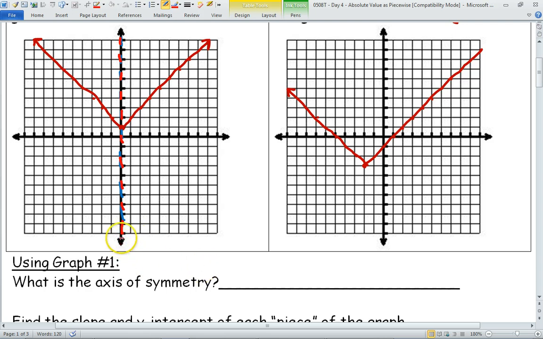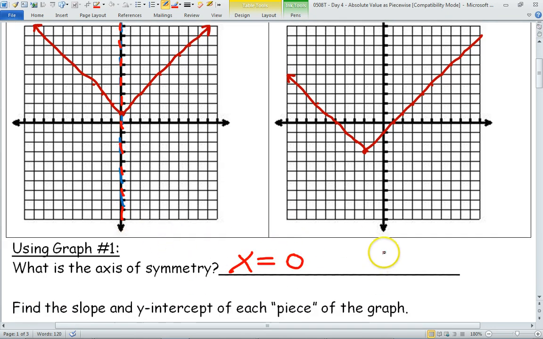Now, how do we name a vertical line, class? Can you give me the equation of this vertical line? Is it x equals or y equals? I hope somebody said x equals. This is a vertical line at 0. Vertical lines are always x equals, in this case x equals 0. That's the axis of symmetry for graph number 1.